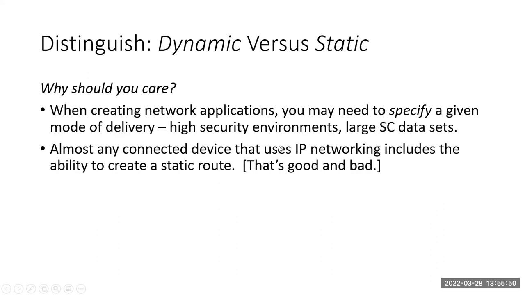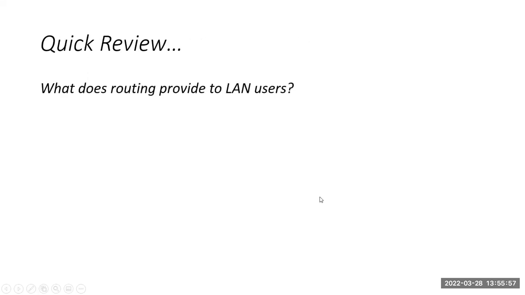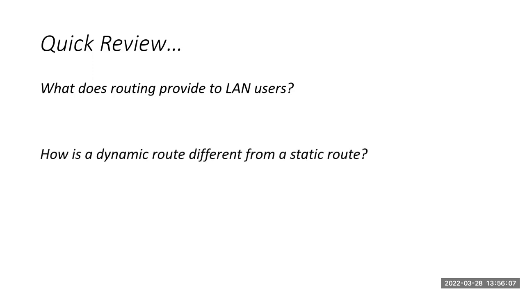So almost any connected device that uses IP networking includes the ability to create a static route, and that's good and bad. We've already told you about that. So what does routing provide to users? Essentially the means to control traffic. Can someone answer this question based on what we just covered? How is a dynamic route different from a static route? Any quick explanation will do. I need a volunteer. How is a dynamic route different from a static route?